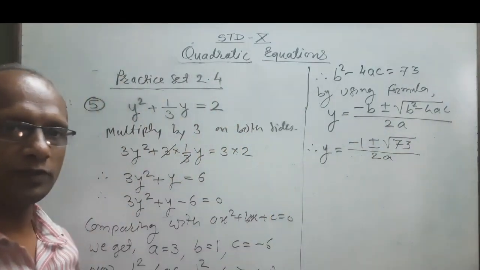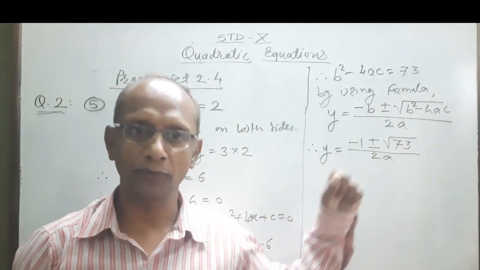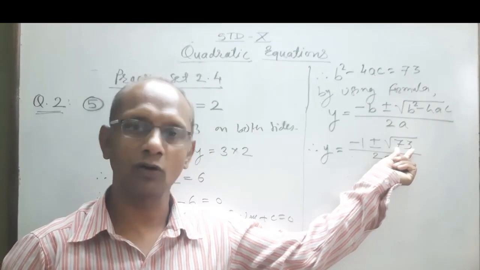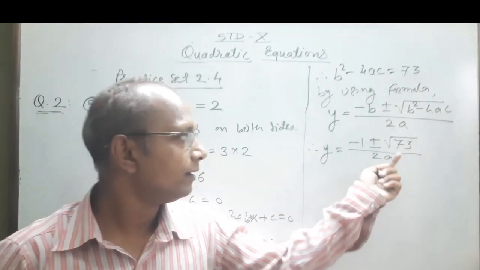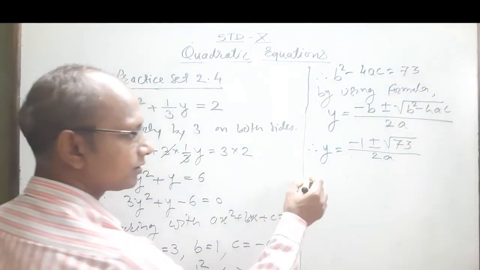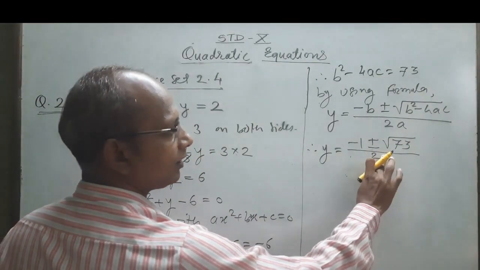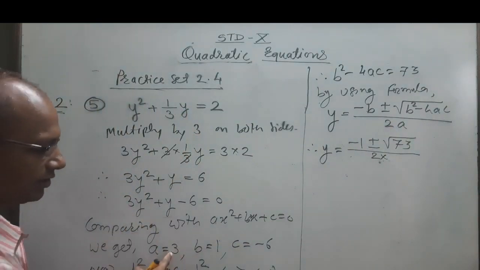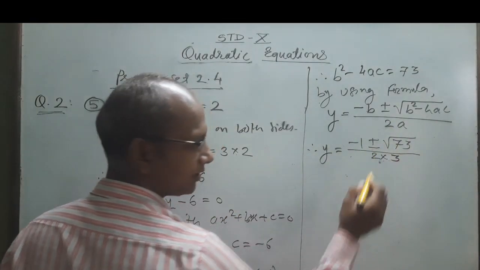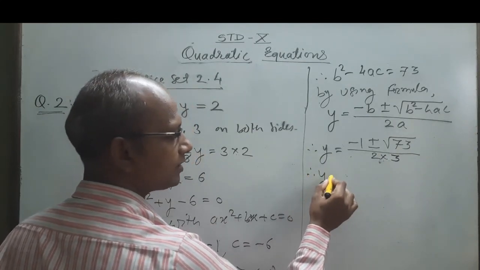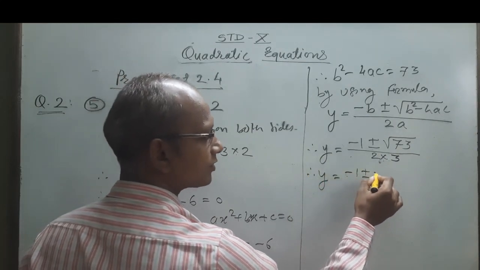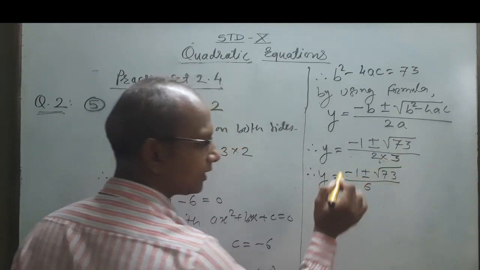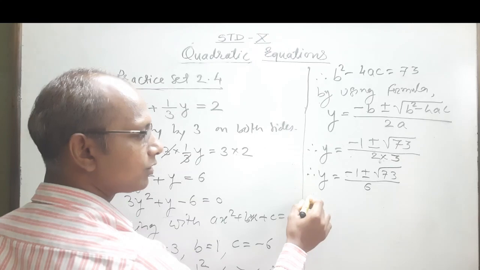Now, as we know, 73 is not a perfect square. Also, we cannot factorize it. If we factorize, we have to simplify. So here we have to separate the roots. So instead of 2a, what do we do? The value of a is 3. So we write the value of a, that is 3 here. So therefore, y is equal to minus 1 plus minus square root of 73 upon 2 into 3, that is 6.